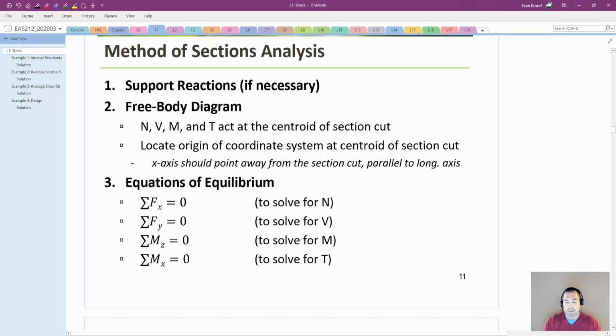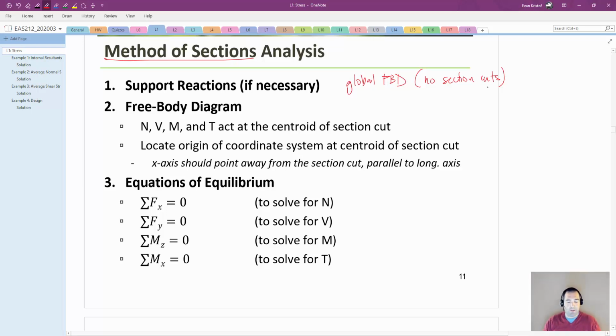So just to refresh our memory, we may need to calculate support reactions first if we're trying to use the method of sections to figure out the internal resultants in a body. Maybe we do the support reactions first. This would be done with a global free body diagram. That simply means no section cuts. So you look at the entire system, you don't make any section cuts, you replace the support conditions with the unknown support reactions, and then you use equilibrium for the entire free body diagram to calculate the support reactions.